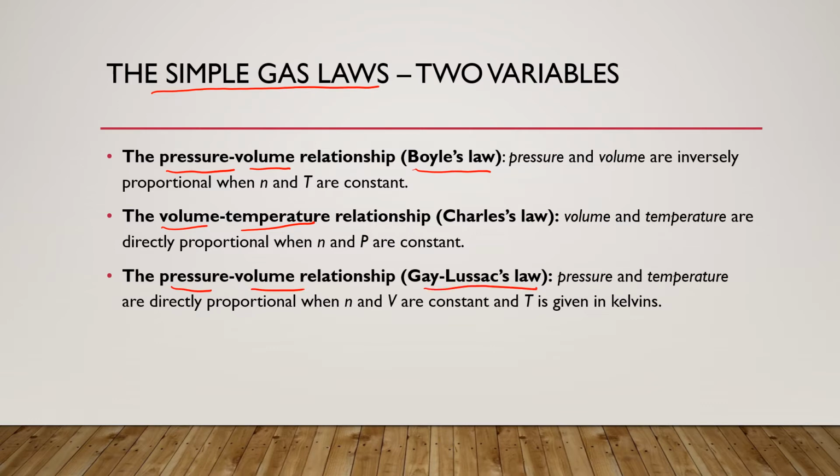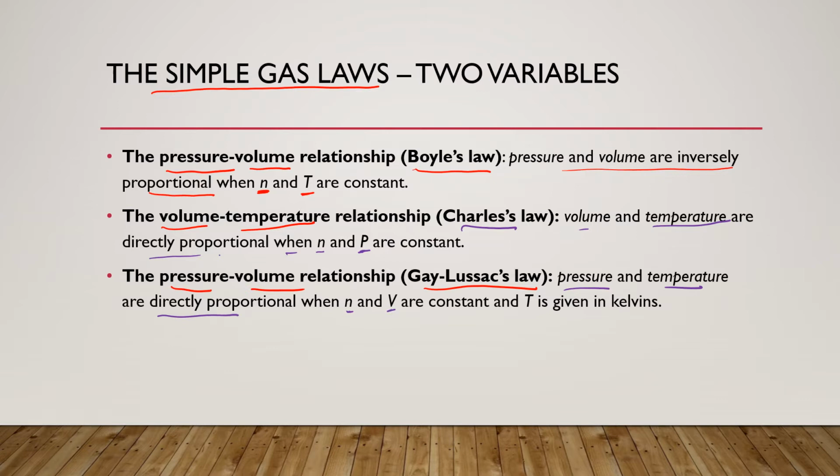According to Boyle's law, pressure and volume are inversely proportional to each other when the number of moles and temperature are constant. According to Charles' law, volume and temperature are directly proportional when the number of moles and pressure are constant. And according to Gay-Lussac's law, pressure and temperature are directly proportional when the number of moles and volume are constant.